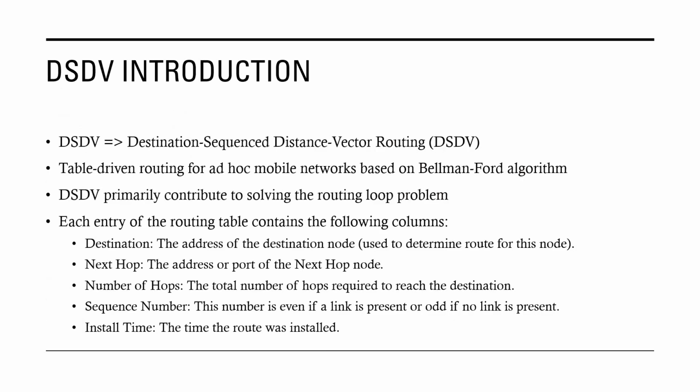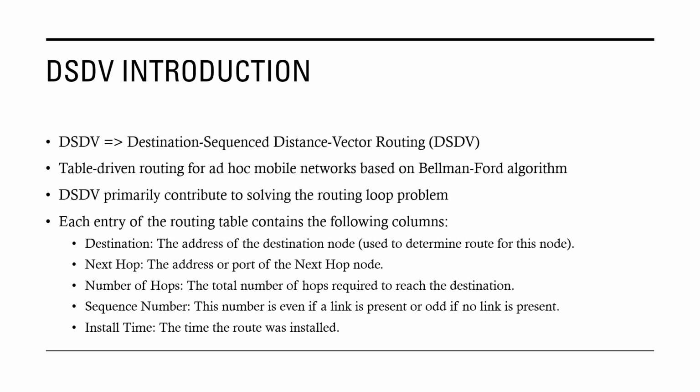So the first protocol that we're going to learn is DSDV, Destination Sequenced Distance Vector Routing, and this is also a table-driven routing protocol for ad hoc mobile networks, but it's based on the Bellman-Ford algorithm, and DSDV primarily contributes to solving the routing loop problem. If you remember, the Bellman-Ford algorithm can detect cycles or loops, and it can also handle negative edges in the network. Even in those scenarios the Bellman-Ford algorithm works well, and it can detect those things. So these are the positive aspects of the Bellman-Ford algorithm.